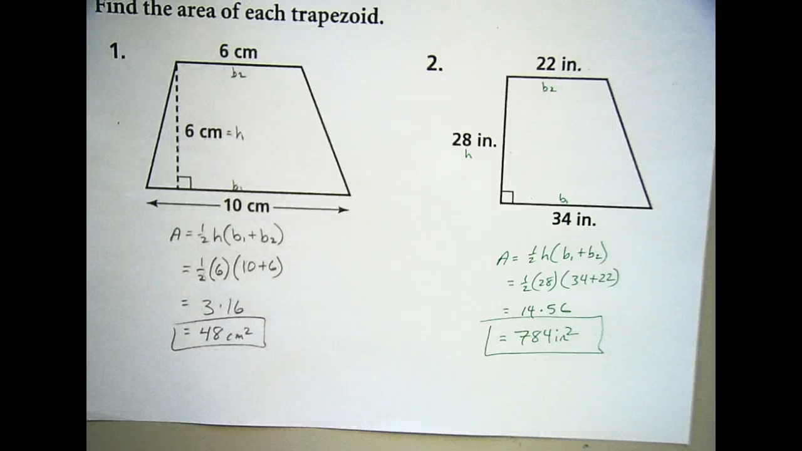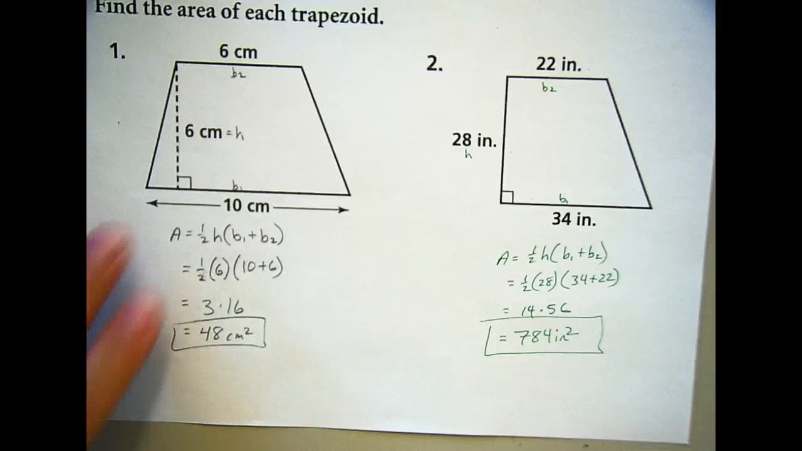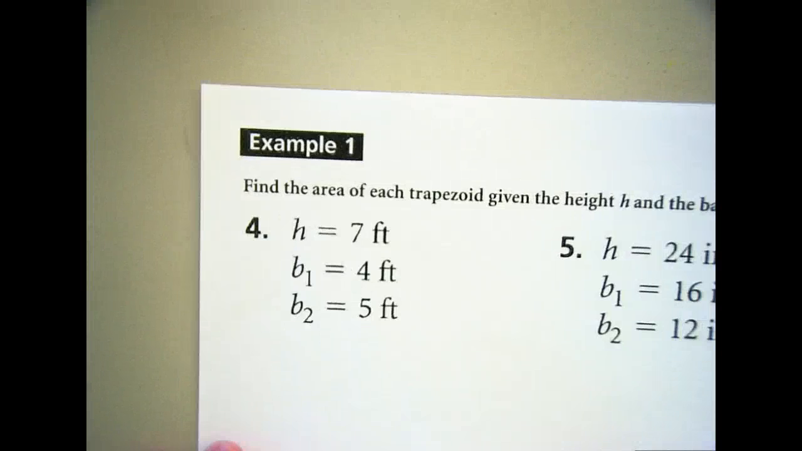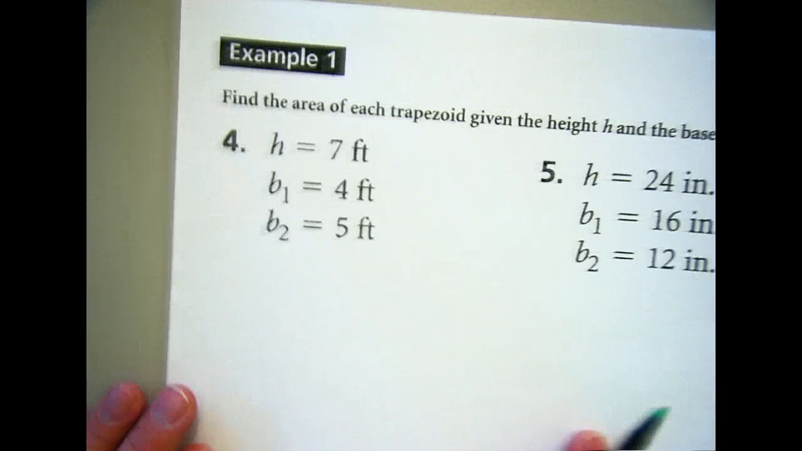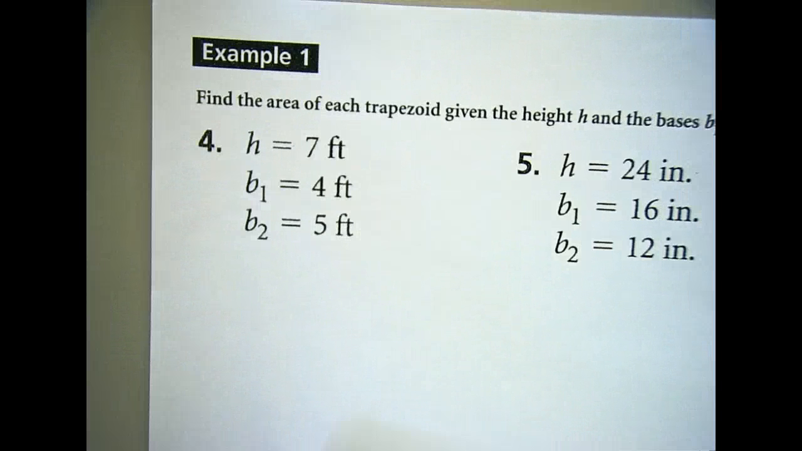Okay. Why don't you try number 4 then? Number 4 says find the area of each trapezoid given the height, base 1 and base 2. Just want you to try number 4 only. Don't need to worry about 5.